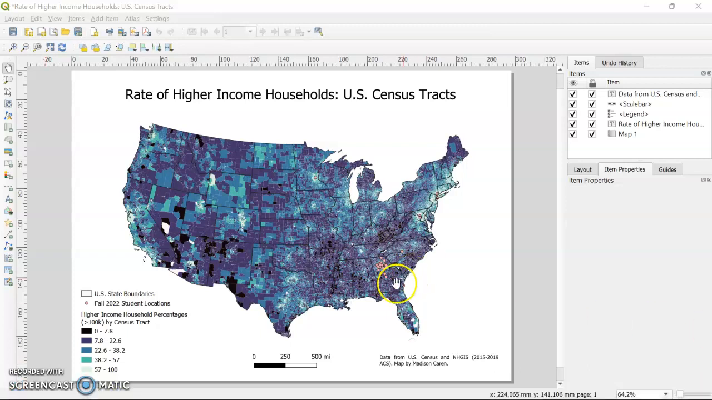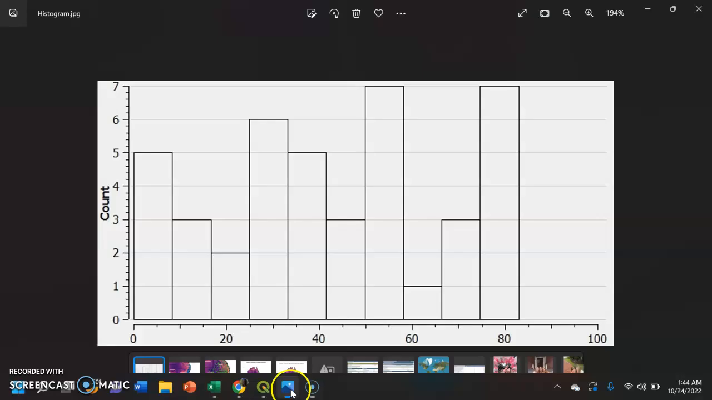And then here's my histogram. So as you can see from the histogram, our class data is widely distributed from how many houses there are in each percentage of higher income households. And this is about what I was expecting.